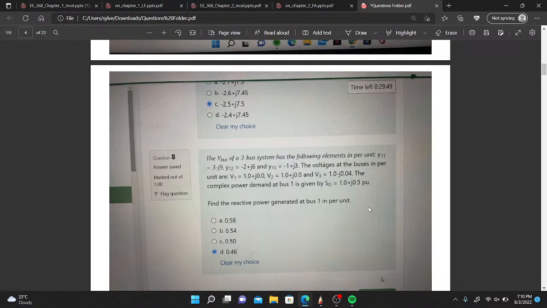Now we have this question here. These questions are supposed to make us understand Unit 2 very well.